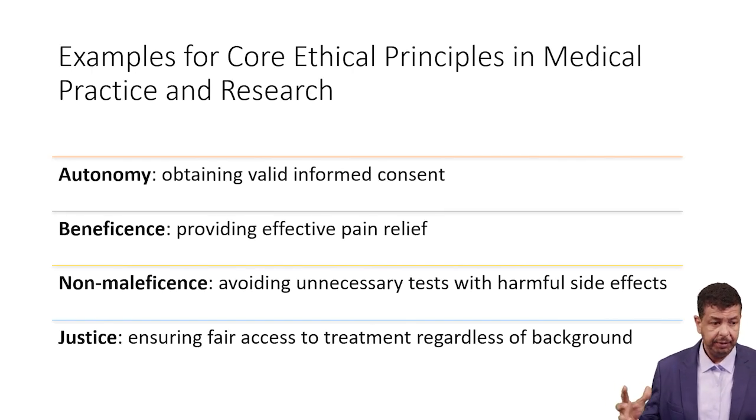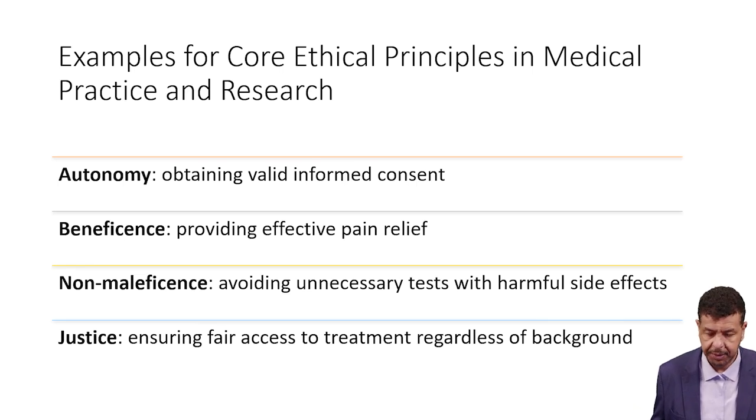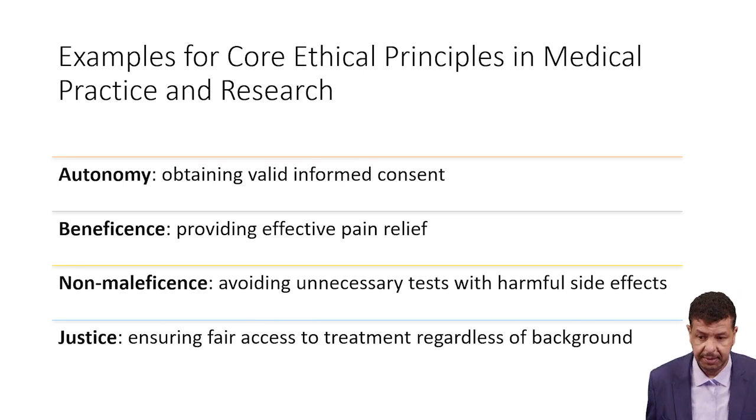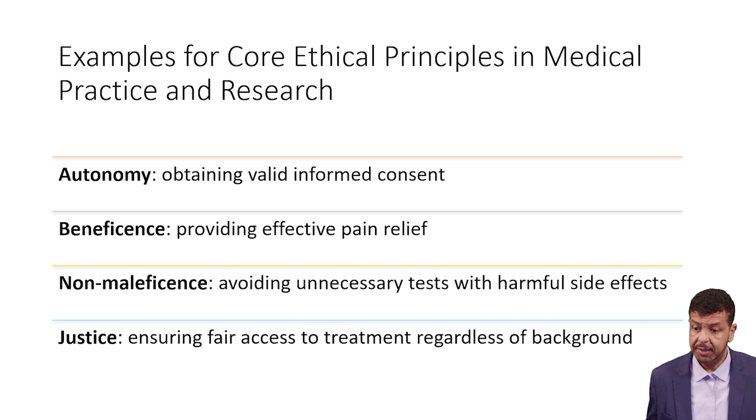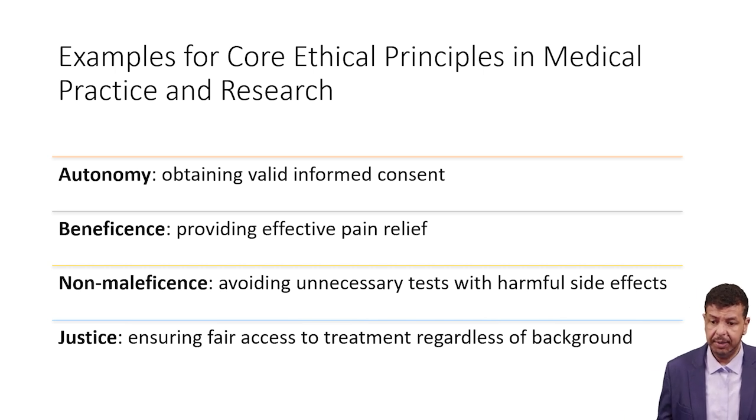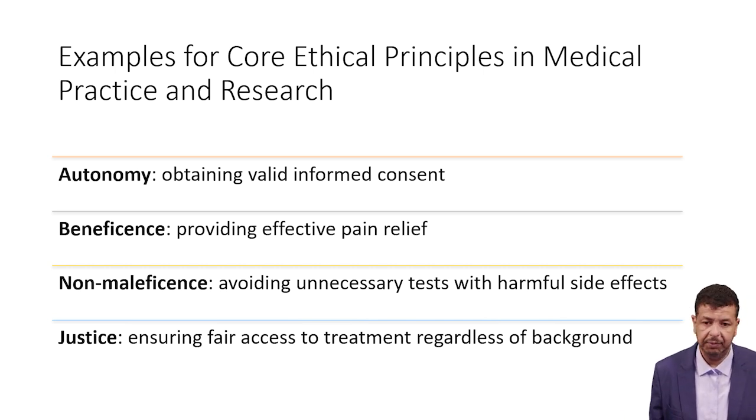Examples for the four values: for autonomy, obtaining valid informed consent before doing any procedures. For beneficence, providing effective pain relief or doing the best for your patient and research participant. Non-maleficence is avoiding unnecessary tests with harmful side effects, and justice is ensuring fair access to treatment regardless of the background of the patient.